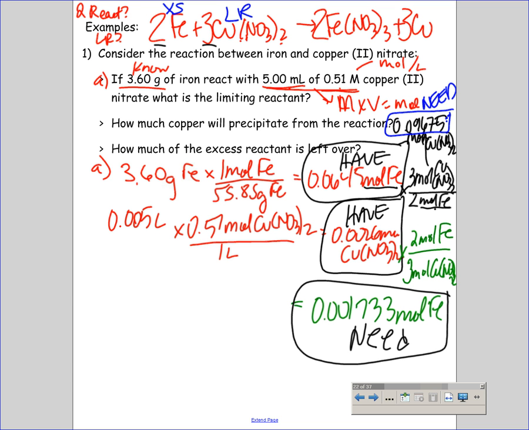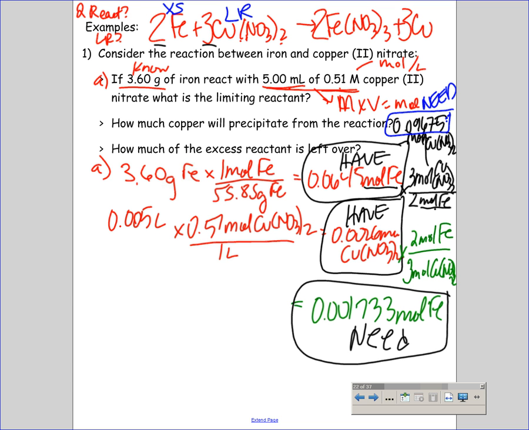Does that make sense? Keep working with me here, okay? Because this is the hard part. We are over the hill. We are good. We know who the LR is. The whole reason we did that is because we need to know who to proceed through the rest of the problem with. Now we know it's copper 2 nitrate. So how did you get how much you needed of iron? I found the mole ratio between copper 2 nitrate and iron, and I put it like I would normally want to for canceling units.